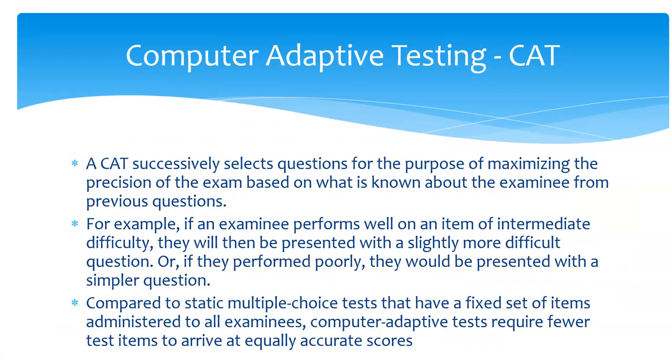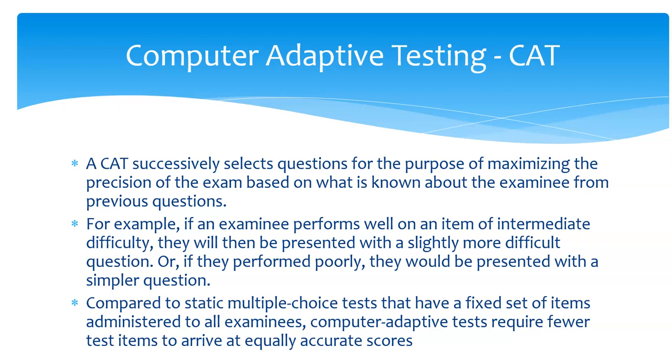So the CAT successively selects questions for the purpose of maximizing the precision of the exam. And this is based on what is known about you from previous questions. So for example, everybody starts with the same type of question, the same level. It's at the pass point. And so if you do well on that, if you get that one correct, then you will be presented with a slightly more difficult question. Or if you perform poorly, meaning you got the question wrong, you'll get an easier question.